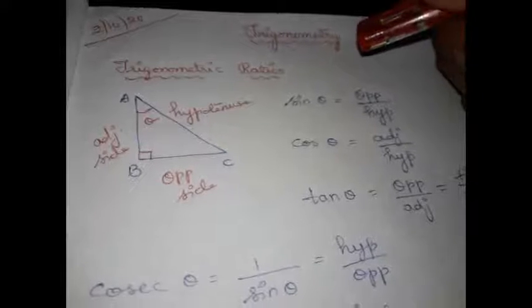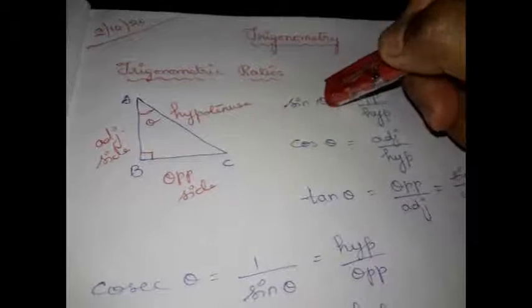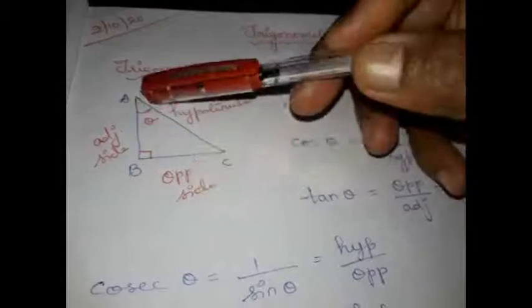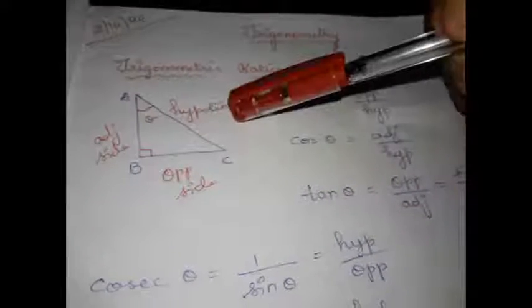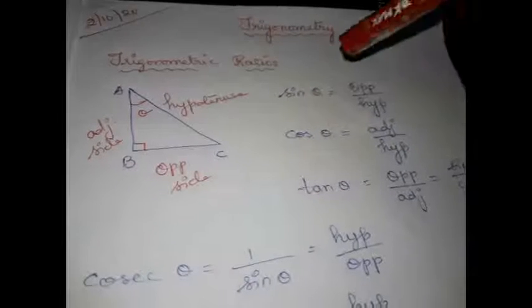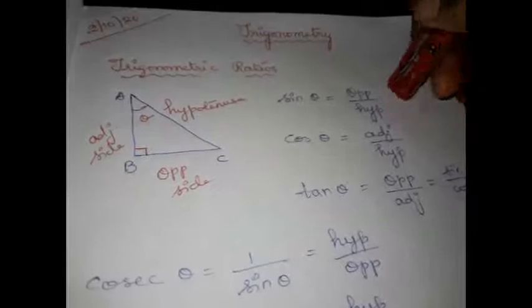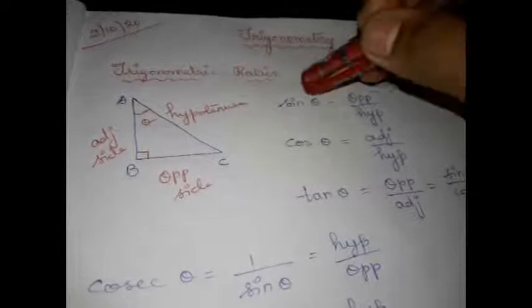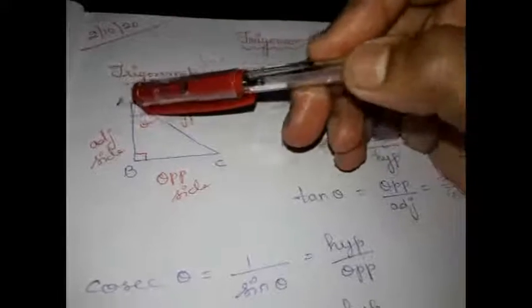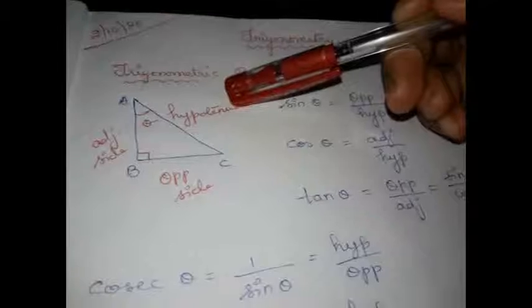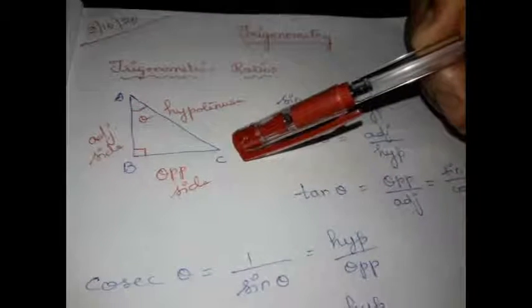Now let us see how we can define this. Sine theta is equal to the opposite side divided by the hypotenuse. Opposite to which side? Opposite to theta. The side opposite to the angle theta divided by the hypotenuse is the sine ratio. So in short form we will call it opposite divided by hypotenuse. Opposite to the angle which you are denoting. If we denote this angle, then the side opposite to this angle is this. Therefore, the measurement of the opposite side divided by the measurement of the hypotenuse.